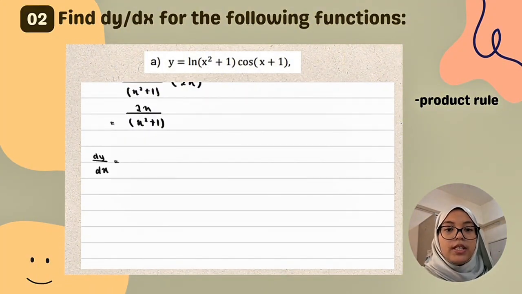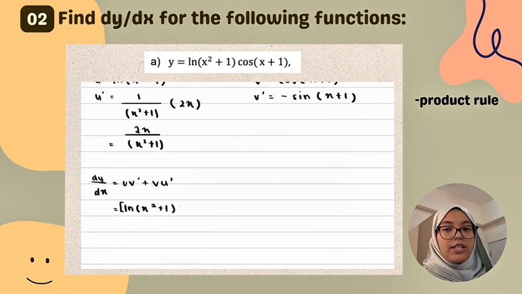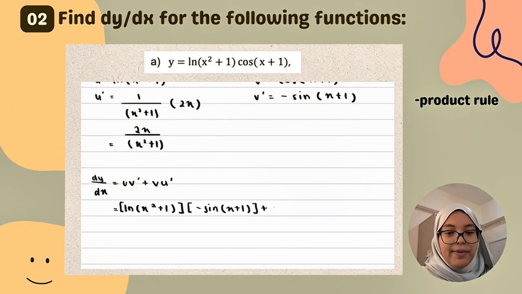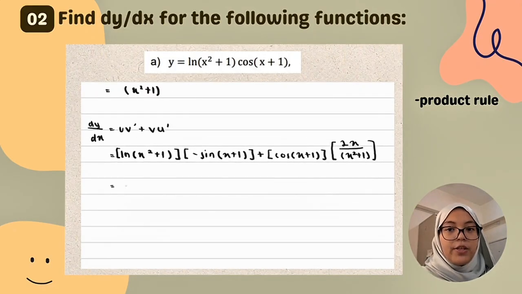For u, we take ln(x squared plus 1), and for u prime, we differentiate it. It becomes 2x over x squared plus 1. For v, we take cos(x plus 1). For v prime, we differentiate it and it becomes negative sine(x plus 1). So we're going to put everything we have into the equation, which is uv prime plus vu prime.